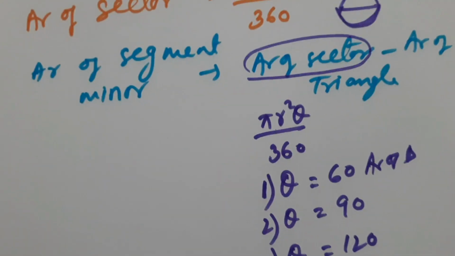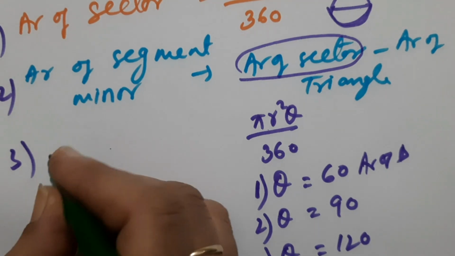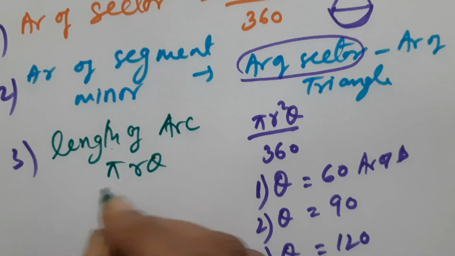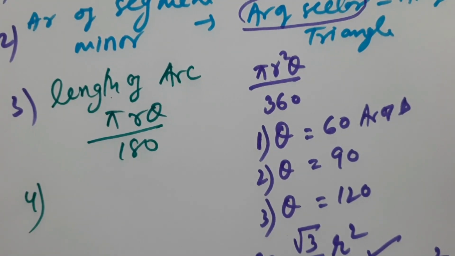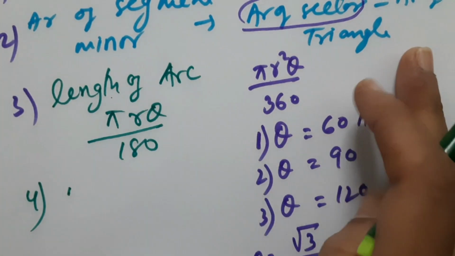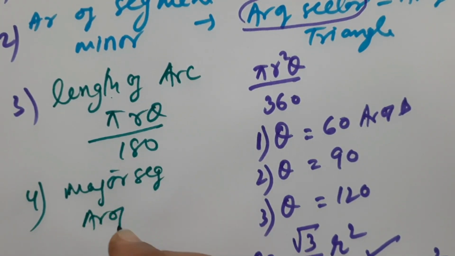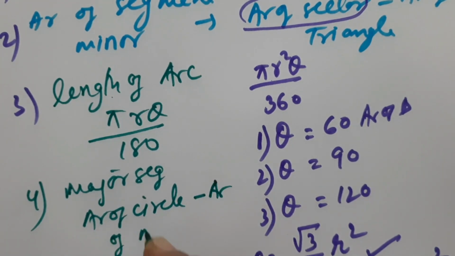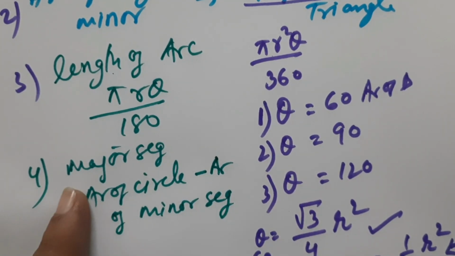Now the next formula, the third formula, is the length of arc, which is pi r theta upon 180. Now the next formula: if we want to find the minor segment, we already got that. For the major segment, it is area of circle minus area of minor segment. If from the complete circle we subtract the minor segment, we are going to get the major segment.